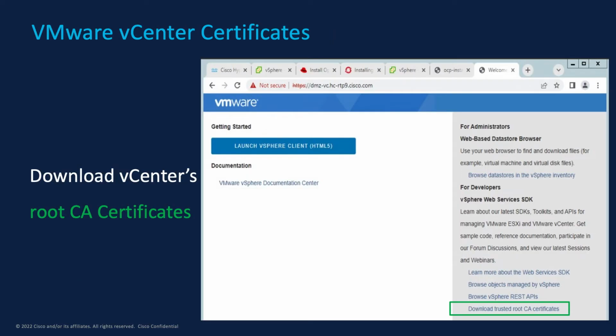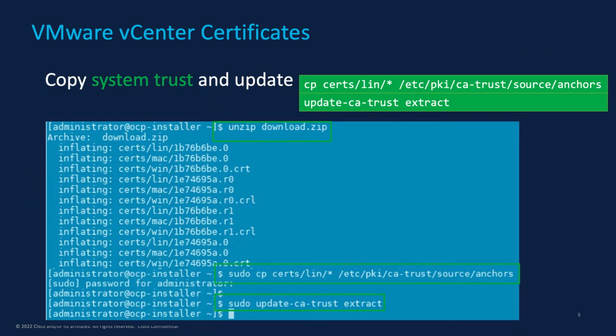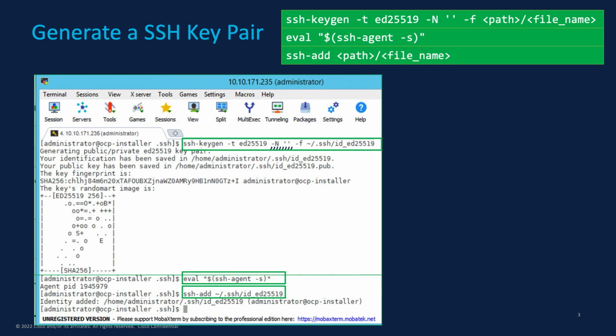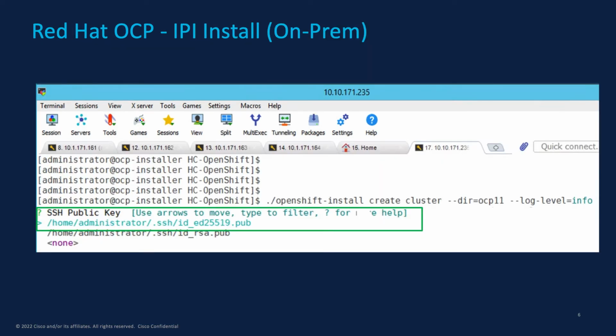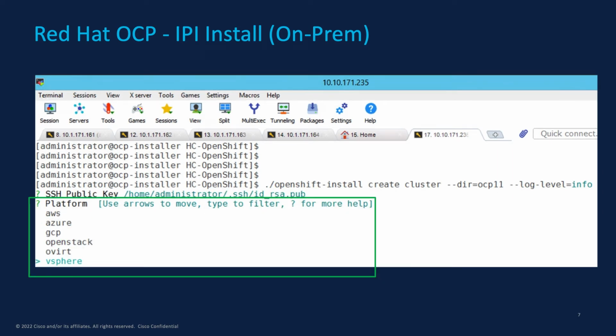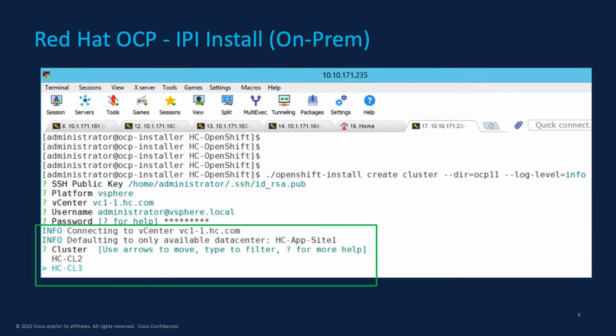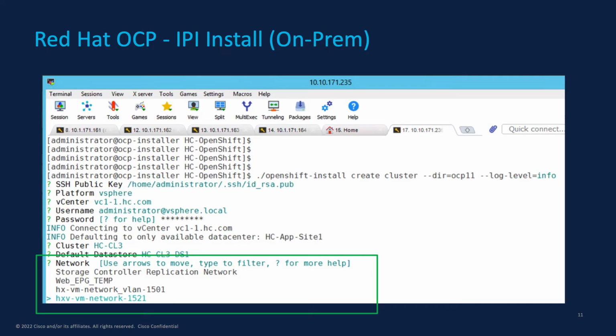Next, we download the vCenter root CA certificates, copy them to the System Trust directory on the installer machine, and update them. The last step is to generate an SSH key pair to access the cluster nodes. You are now ready to start the installation process from the installer workstation. The installer will prompt you for several pieces of information that you've already set up. For example, the installer will prompt you for vCenter login credentials, the name of the vSphere cluster, data store, and VM network it should use.